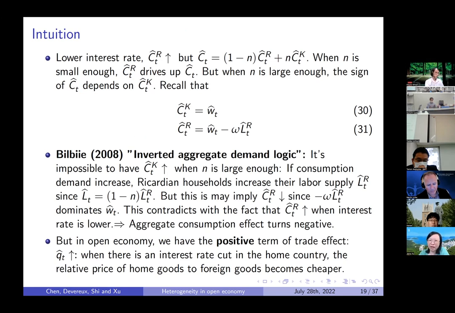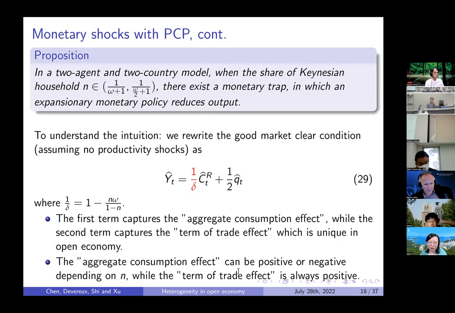When you have a lower interest rate, C_t is equal to the combination of the consumption of the Ricardian household and the consumption of the Keynesian household. When n is small enough, notice that sigma is equal to (1 minus n omega) over (1 minus n).